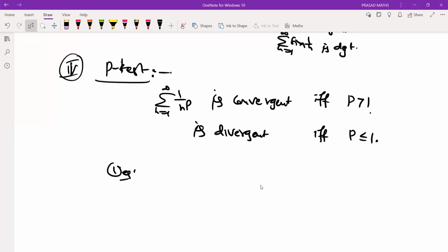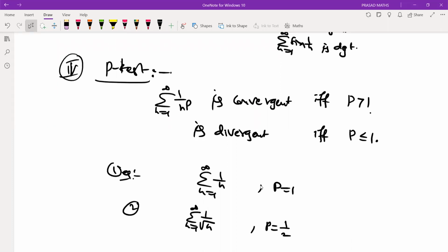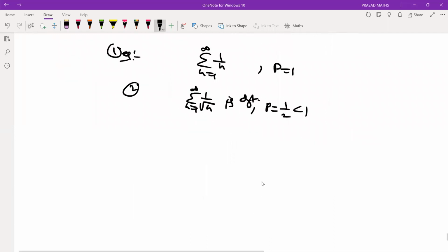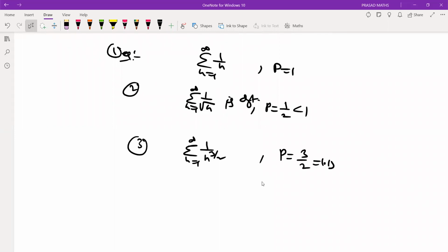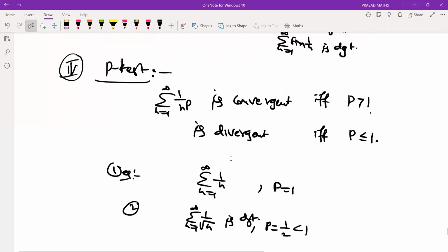For example, you take summation n equals 1 to infinity, 1 by n. Here p equals 1, therefore divergent. Suppose summation n equals 1 to infinity, 1 by root n. What is my p here? 1 by 2, therefore less than 1, so it is divergent. Suppose you take 1 by n power 3 by 2. What is my p here? 3 by 2, which is 1.5, bigger than 1. Therefore, this is convergent. So using the p-test, one can conclude whether a series is convergent or divergent.